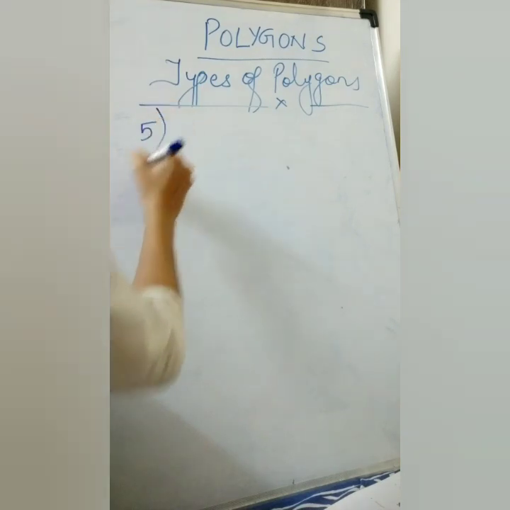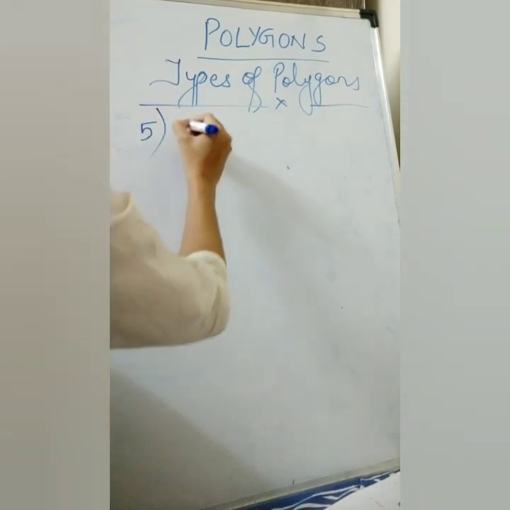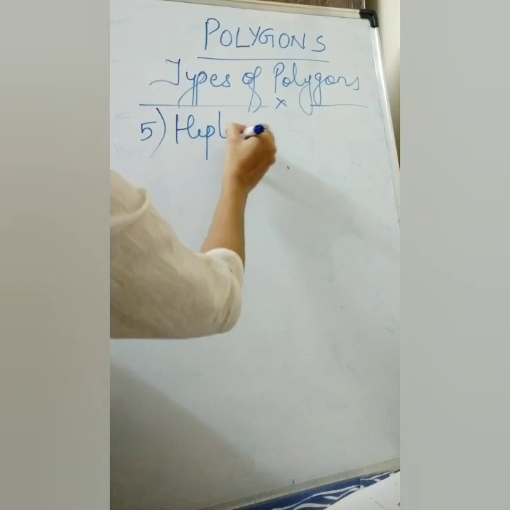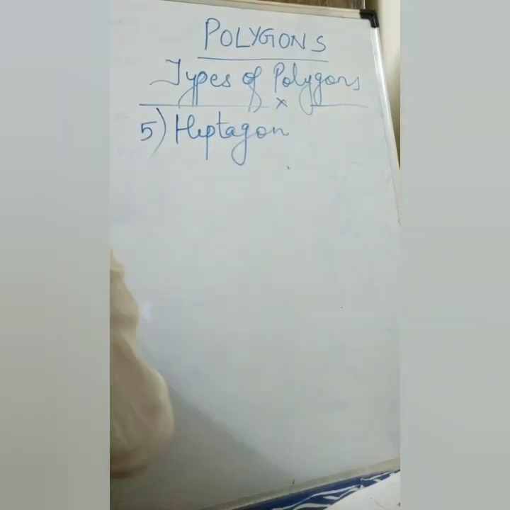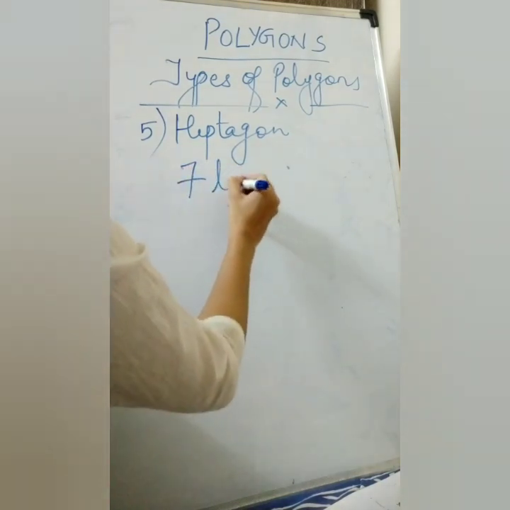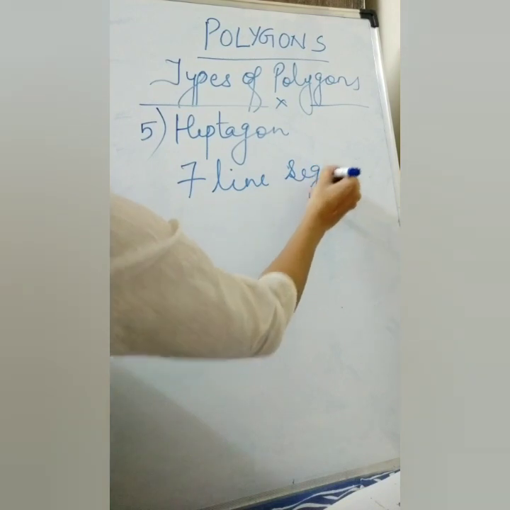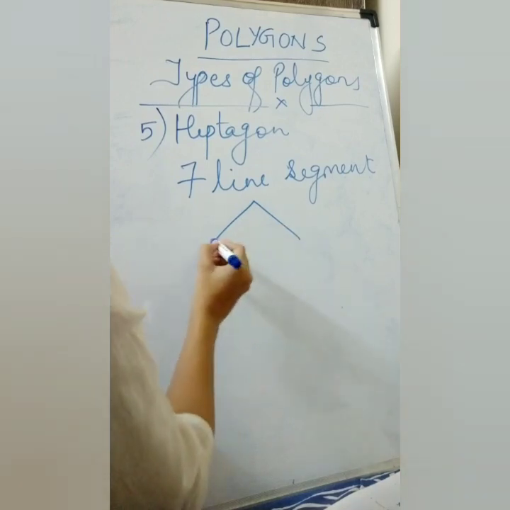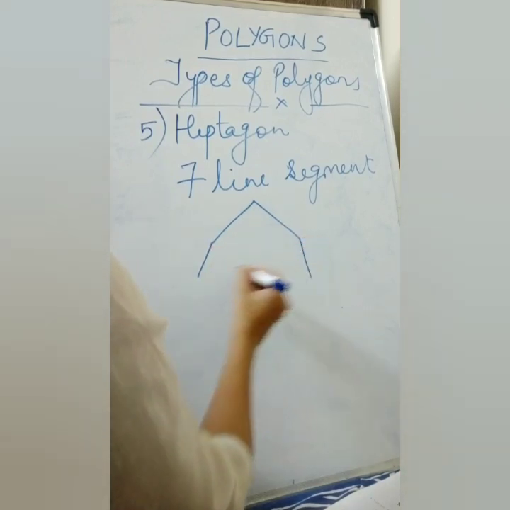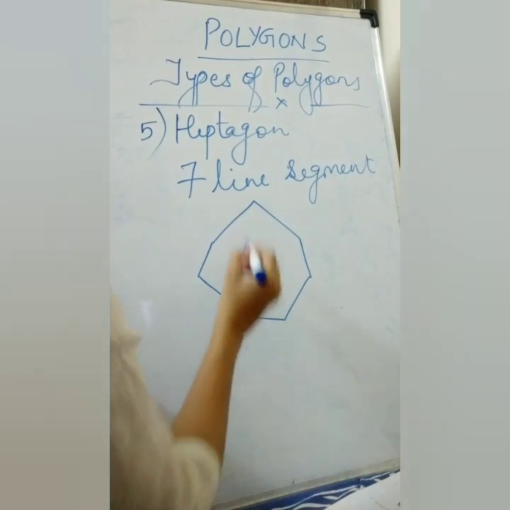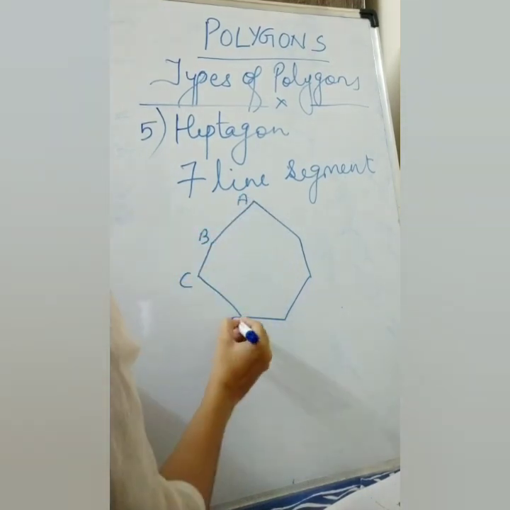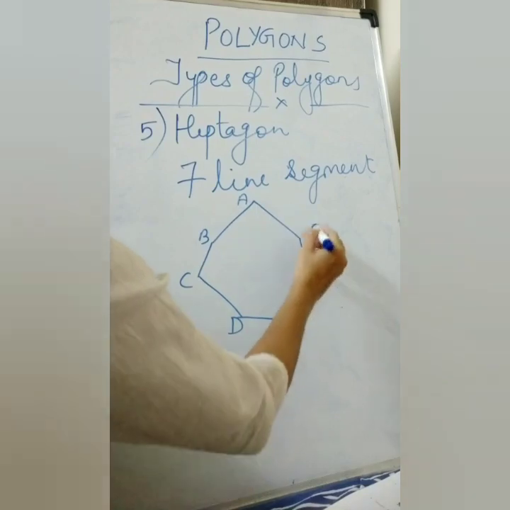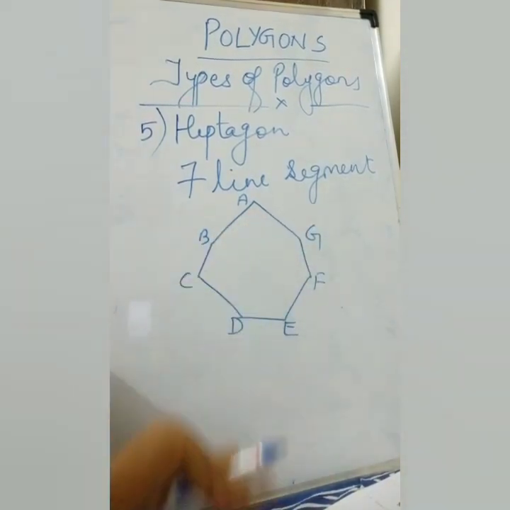Now number 5 is heptagon. So what is a heptagon? A heptagon is also a polygon with 7 line segments. So it will have 7 line segments. 1, 2, 3, 4, 5, 6 and 7. A, B, C, D, E, F, G. So it is also a closed figure with 7 line segments.